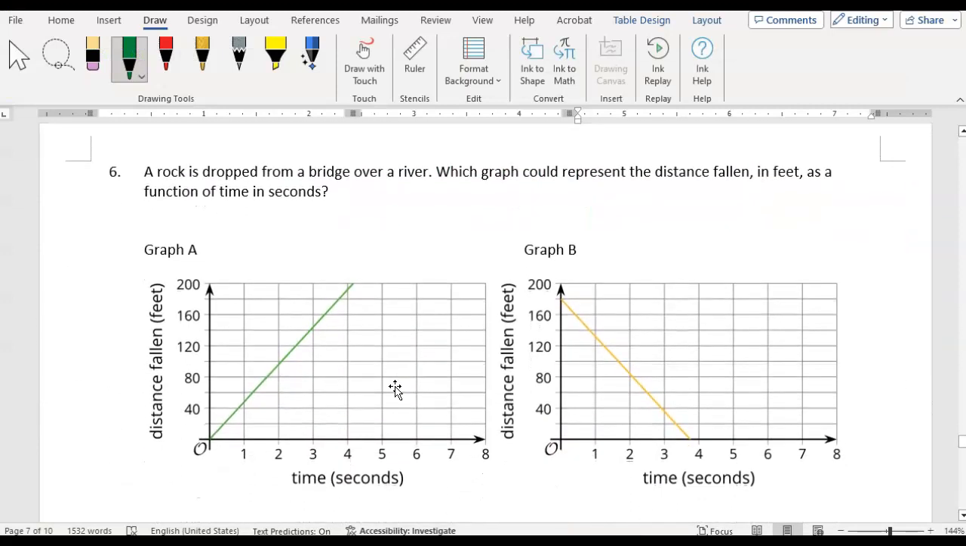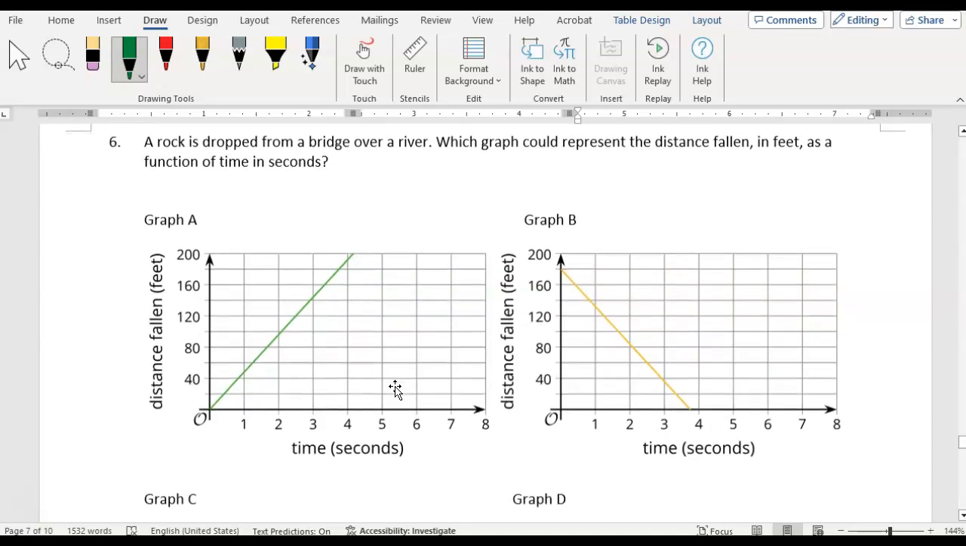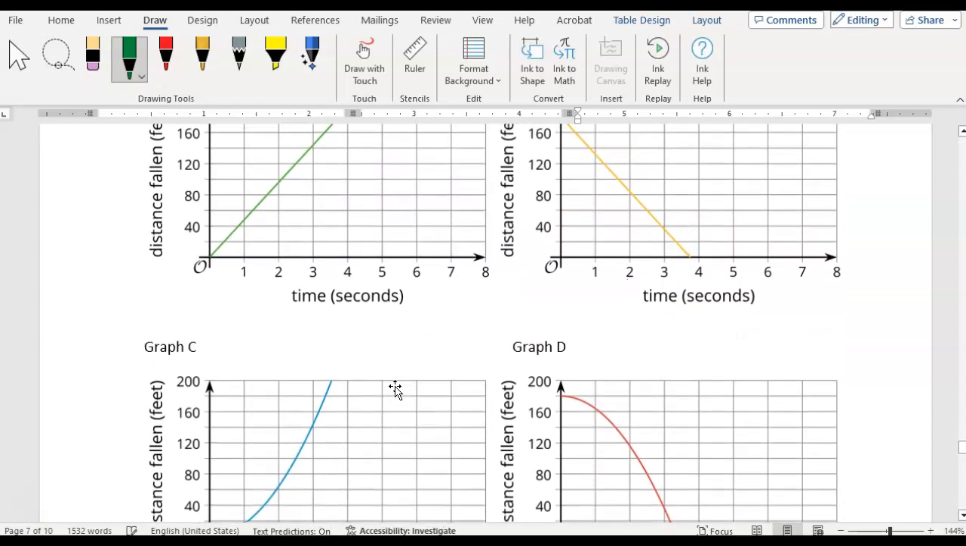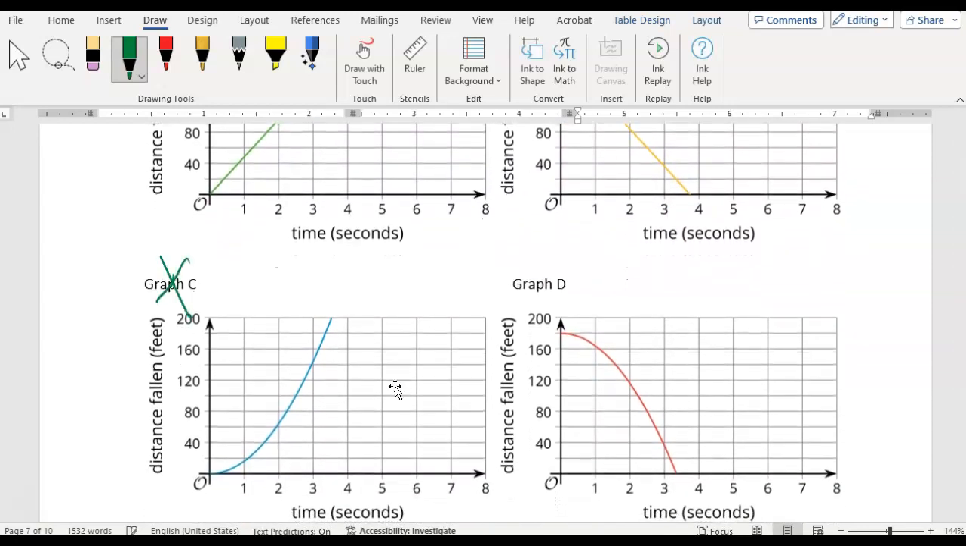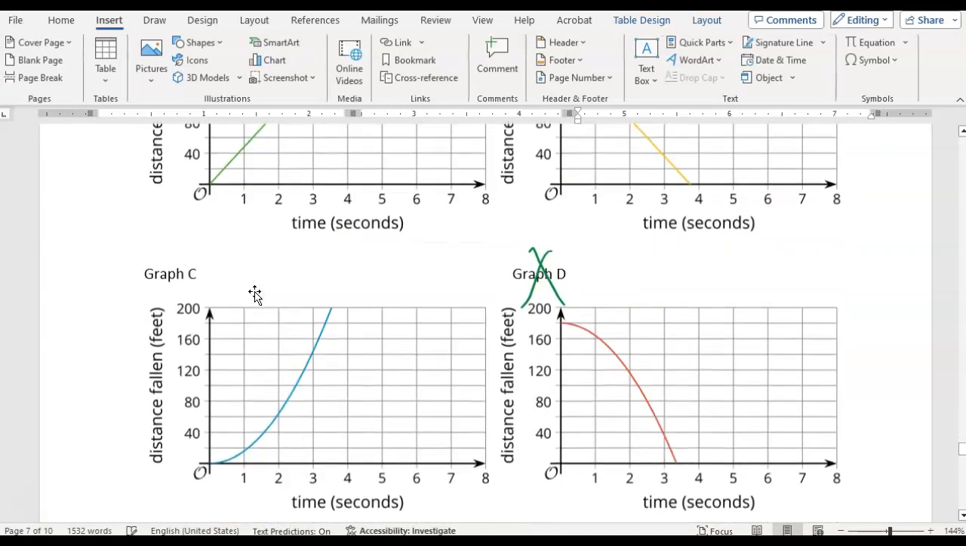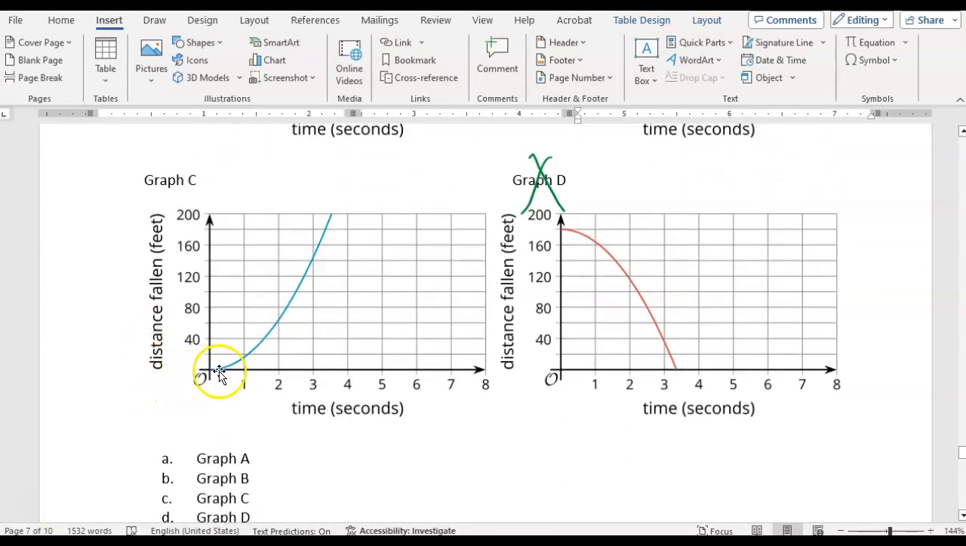Okay, number 6. A rock is dropped from a bridge over a river. Which graph could represent the distance fallen in feet as a function of time in seconds? So this is the distance fallen, right? Not how far it is from the ground, which means it should be increasing. So that helps me to eliminate graph B. It also helps me to eliminate graph D, rather, right? Because these show a decrease, but we're increasing the distance fallen. So it would need to be A or C.